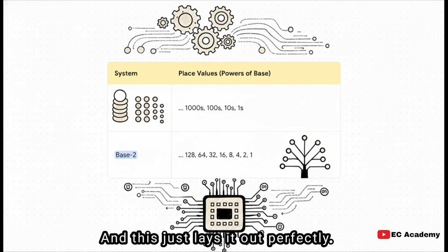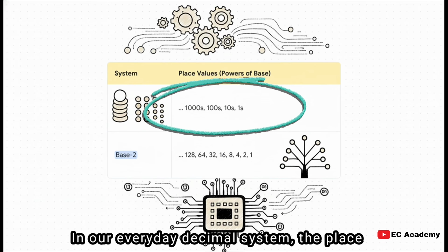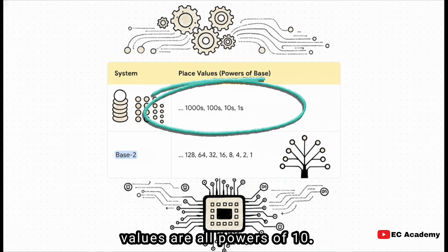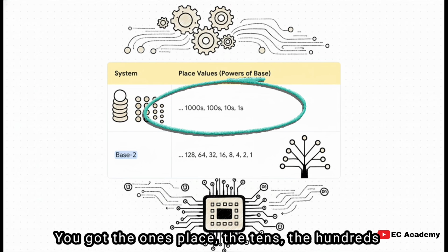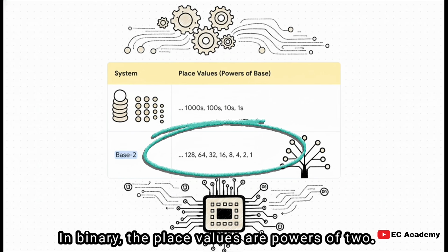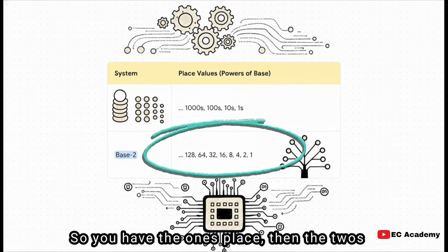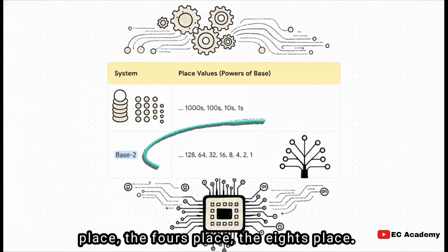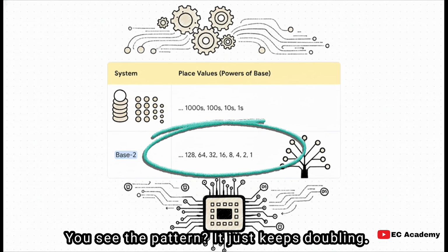And this just lays it out perfectly. In our everyday decimal system, the place values are all powers of 10. You've got the ones place, the tens, the hundreds, and so on. In binary, the place values are powers of 2. So you have the ones place, then the twos place, the fours place, the eights place. You see the pattern? It just keeps doubling.